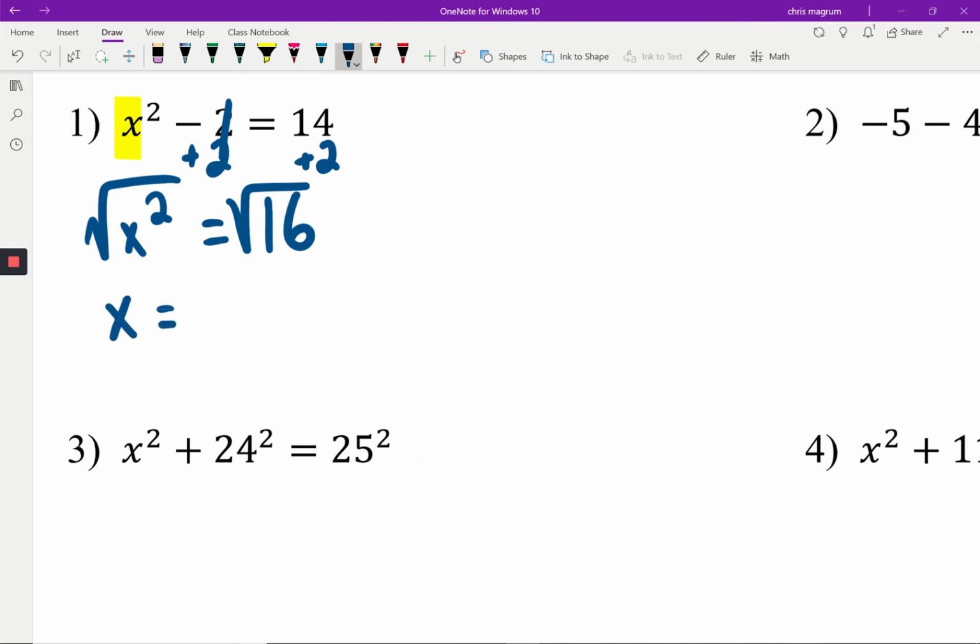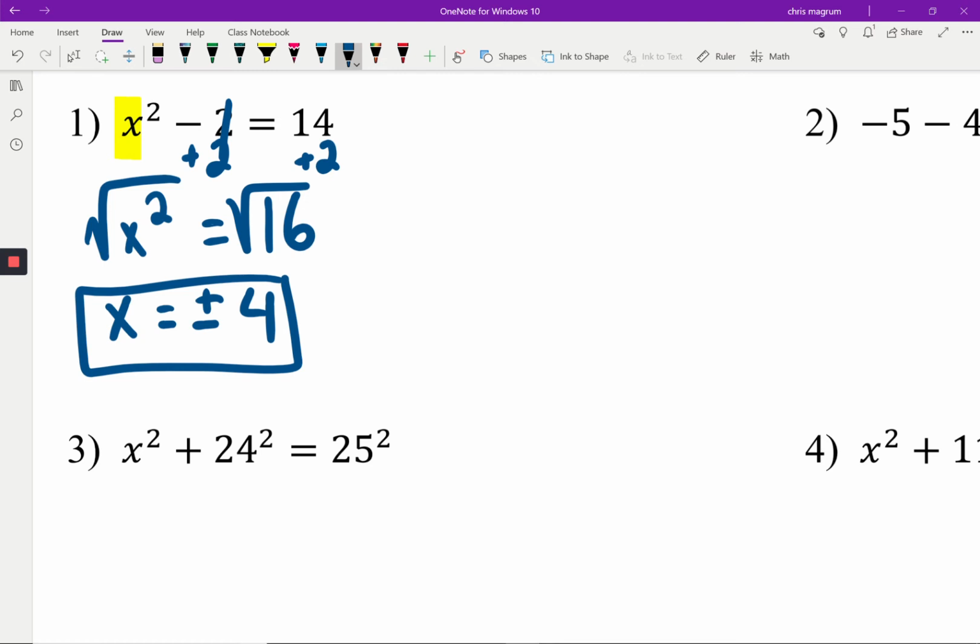of 16 is 4, but the part that many of you, again, try to forget is that it could be the negative 4 as well. That's where that plus or minus comes in. So we just say simply that it's x equals plus or minus 4, or positive or negative, however you prefer to say that. Don't forget, you can always check your work.